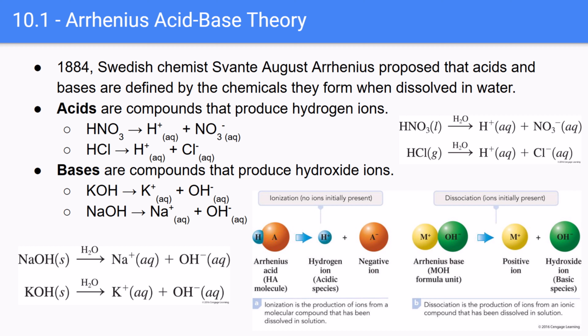Bases, however, for example, the ones that you have on the right-hand side, if you have a metal hydroxide, it's going to dissociate. Those ions are initially present because KOH, NaOH, that is an ionic bond. It is a metal plus a non-metal. So I probably won't quiz over the difference between ionization and dissociation.